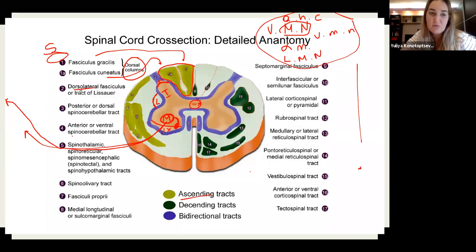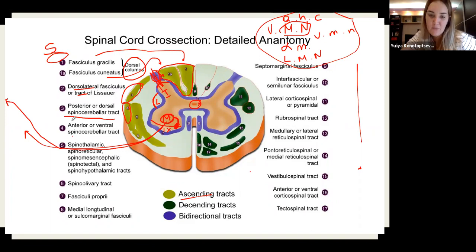Dorsolateral tract or tract of Lissauer is a bidirectional tract. We'll talk about it later. That's where the axons are coming in, but not only coming in, they could also leave this area as well. We'll talk about it later. We have spinocerebellar tracts. We have the posterior spinocerebellar and anterior spinocerebellar tract.